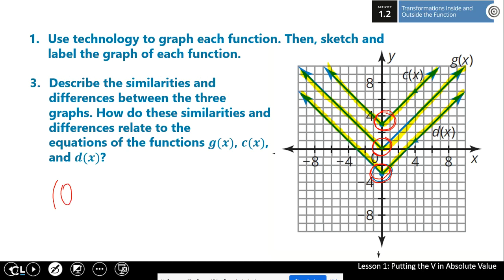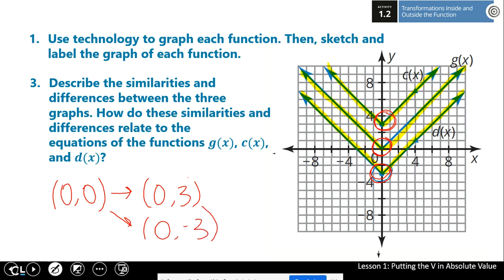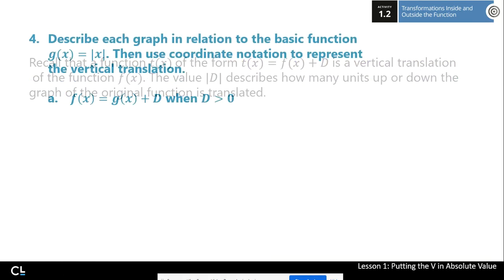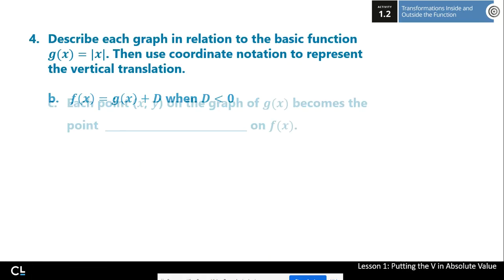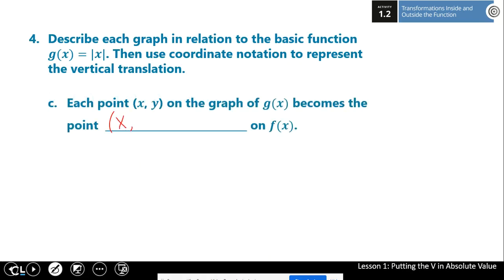So we go from 0, 0 to 0, +3, or 0, -3. Whenever we are looking at the points on a graph, x is going to stay the same, but y is going to be plus d. So for example, for the absolute value of x plus 3, our points were shifted to x, y plus 3.